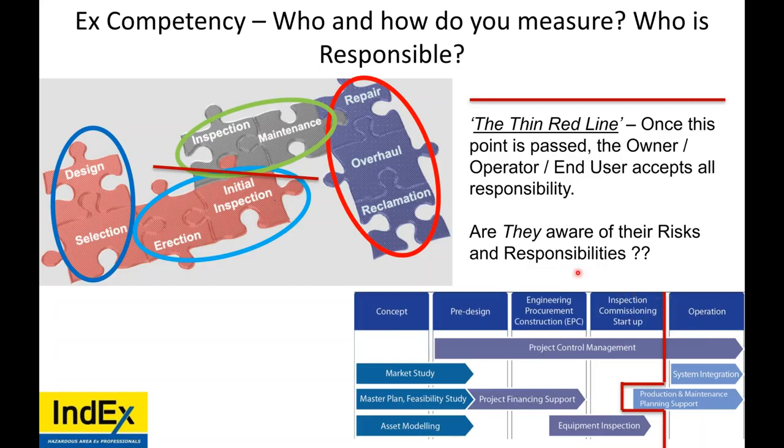Now the question is, are there any issues within these other stages? Is the EPC driven by doing things right or being driven by money? Obviously, everything is driven by money. So we have to take into account that the end user is taking a lot of risks and responsibilities. Perhaps they're not always aware of these risks and responsibilities.